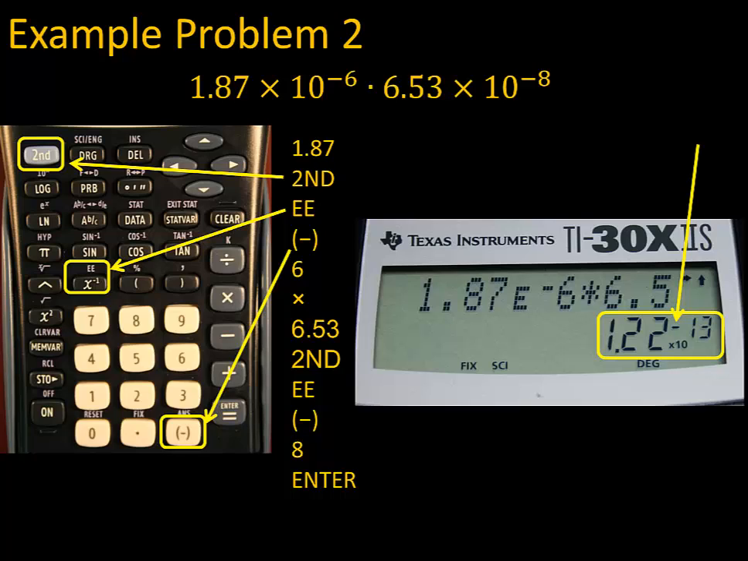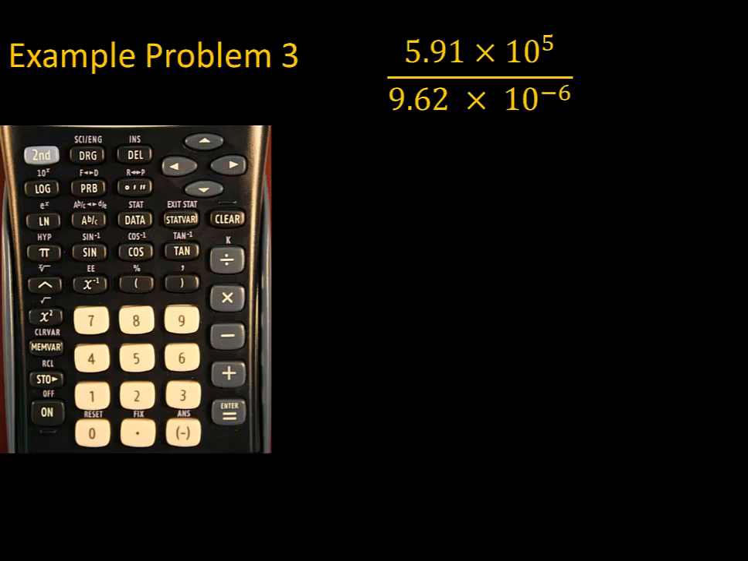Notice how when we did this problem, we did not have to use any parentheses in entering any of the numbers. By using that second EE keystroke combination, we tie those numbers together, and all we have to do is enter the numbers. The only parentheses are the ones on that key for the negative exponents, and we didn't actually have to enter those. Time for another problem. This is a division problem with both numbers in scientific notation, and let's see how the keystrokes work out for this.